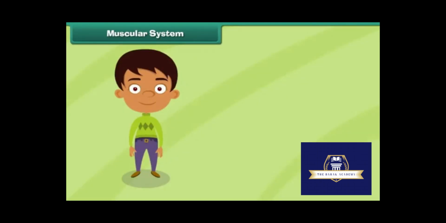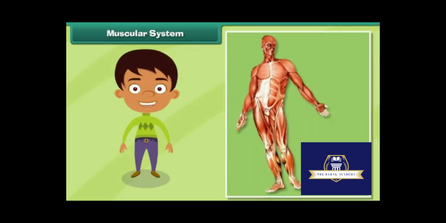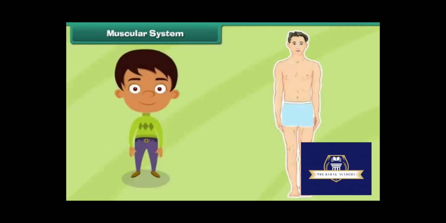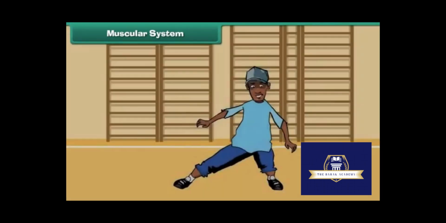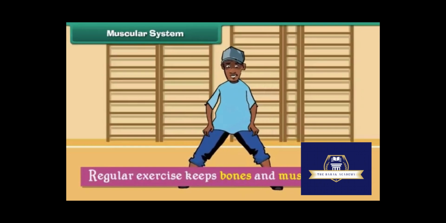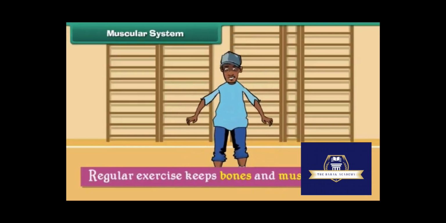Muscular system. The human muscular system is made up of muscles. Muscles are the soft and fleshy parts of the human body. They are attached to bones and enable movement. Regular exercise keeps bones and muscles strong.